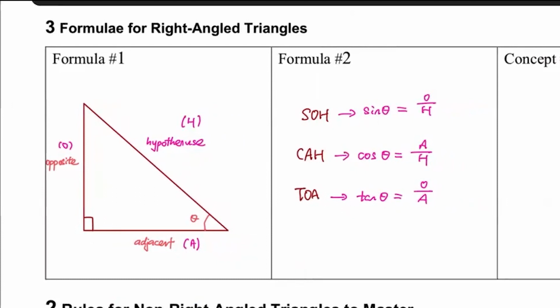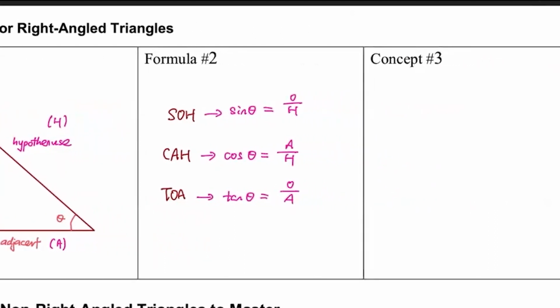What about the next concept of the right angle triangle? What is the next rule you have learned about it? You call it the Pythagoras theorem. This is the second rule you learned. The formula is c squared equals a squared plus b squared.